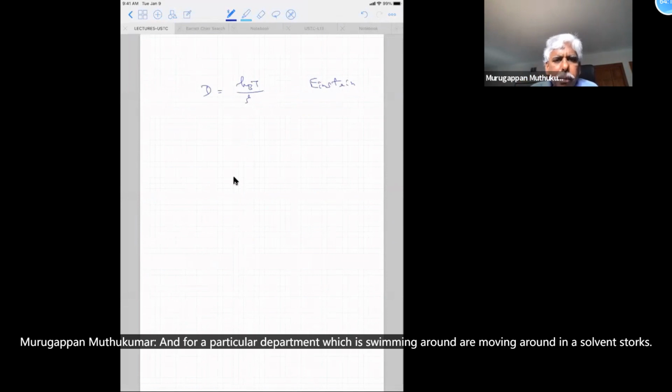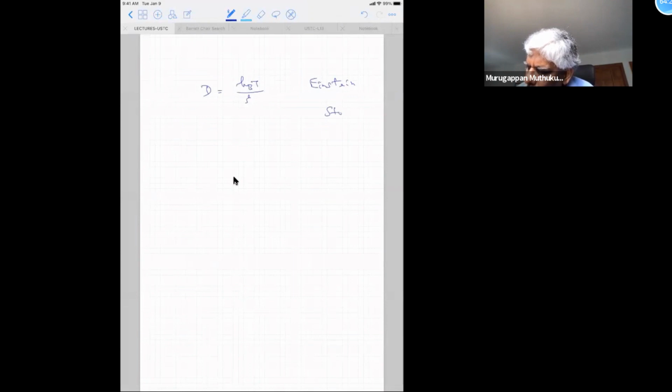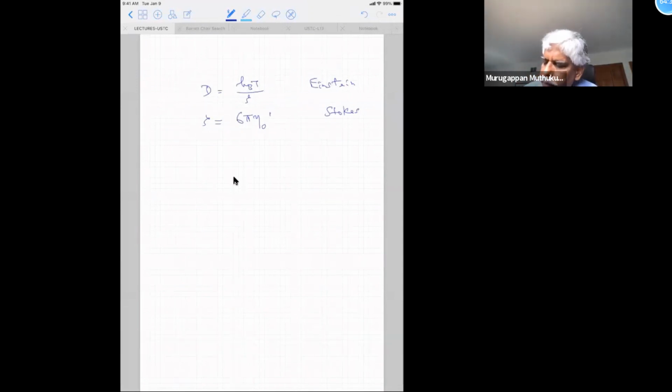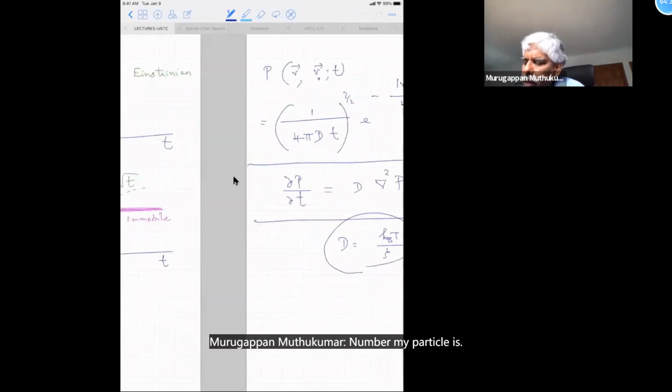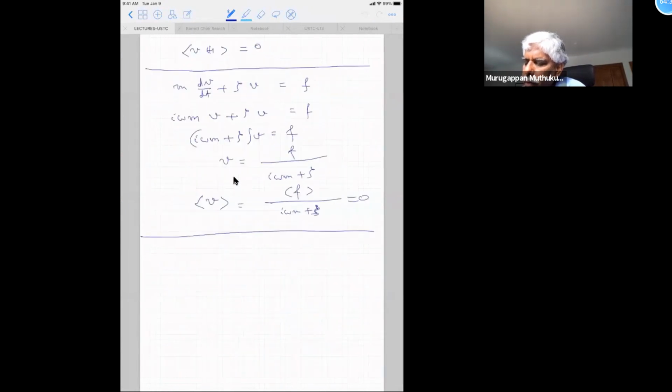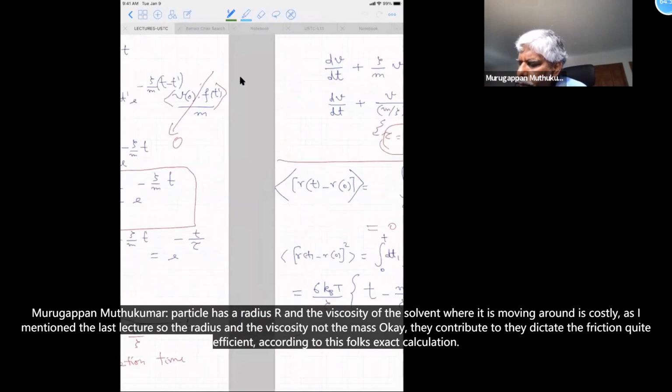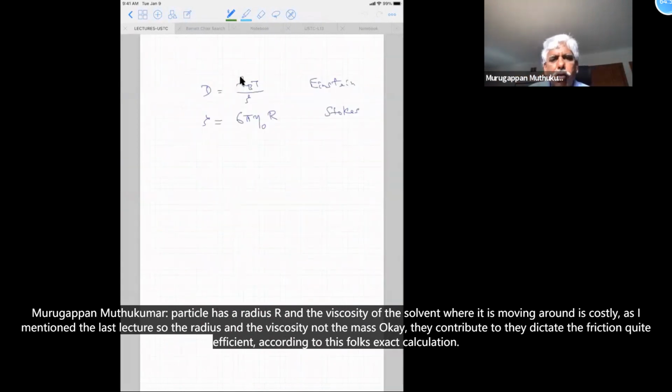And for a Brownian particle, the particle which is swimming around or moving around in a solvent, Stokes had a calculation to show that zeta is equal to 6 pi times the viscosity of the solvent times the particle radius. Remember, my particle has a radius r, and the viscosity of the solvent where it is moving around is eta, as I mentioned in the last lecture. So the radius and the viscosity, not the mass, okay? They dictate the friction coefficient according to Stokes' exact calculation.